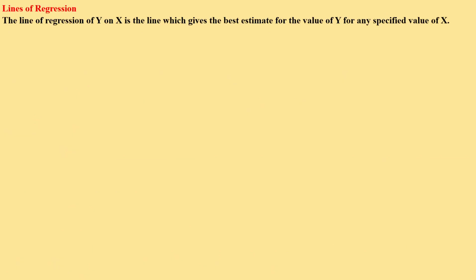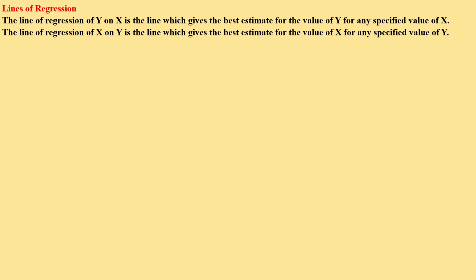Line of regression. The line of regression y on x is the line which gives the best estimate for the value of y for any specified value of x. The line of regression x on y is the line which gives the best estimate for the value of x for any specified value of y. Line y on x, x on y, right?